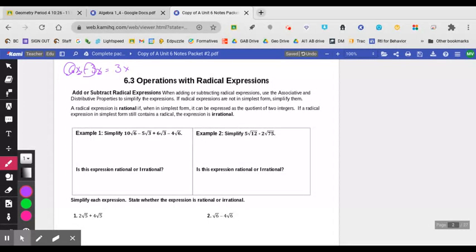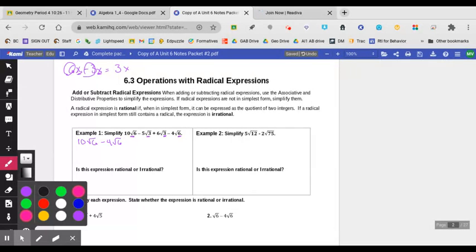When I look at this radical expression, the first thing I'm going to do is make sure all my radicals are simplified. In this case, they are all simplified. So what I'm going to do is group like terms. My like terms are 10 radical 6 minus 4 radical 6, and those are like terms because they have the same radicand. Radicand is the number underneath.